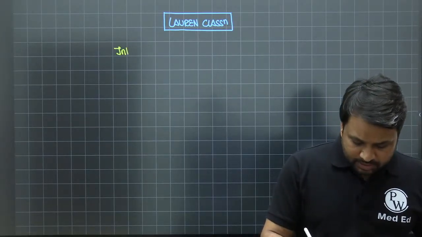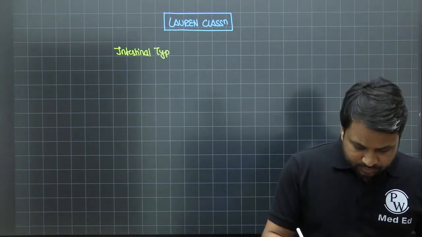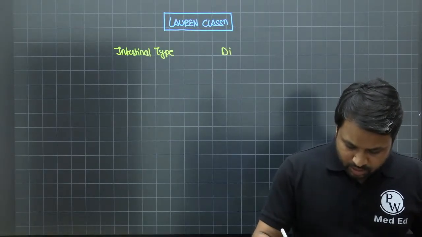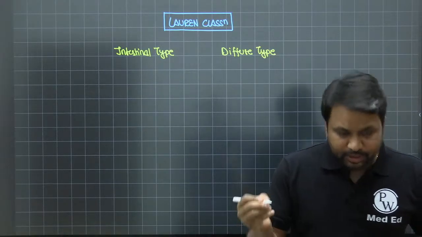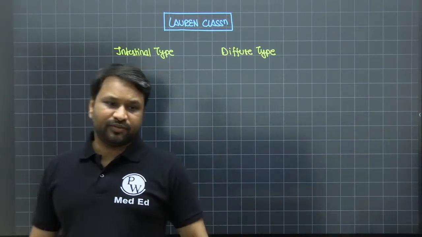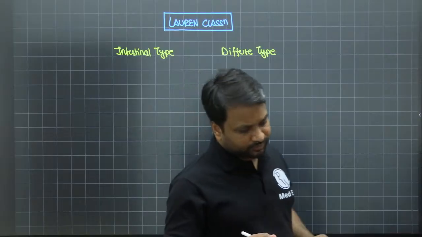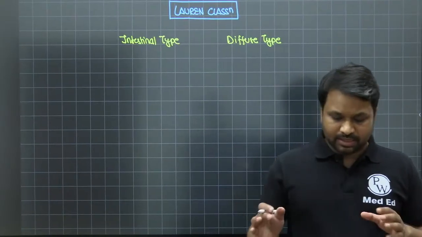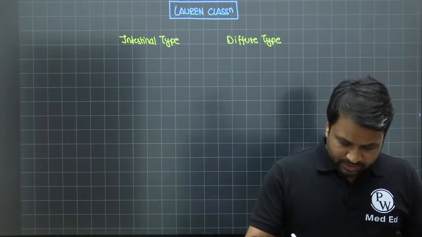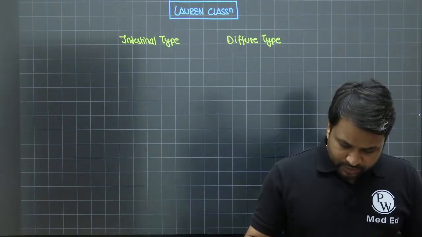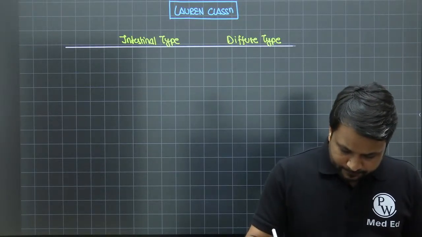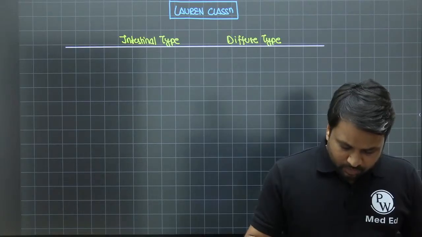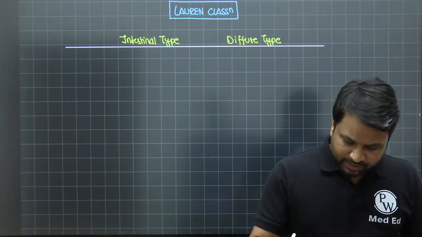Number one is your intestinal type, and number two is your diffuse type. The two subsets that you have, right? Now, on what basis are we going to divide this? Let's quickly have the components on which we are going to evaluate them, right? There will be various components on which we'll be evaluating them.